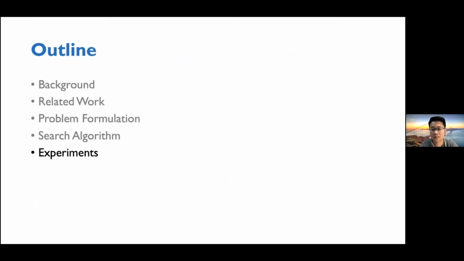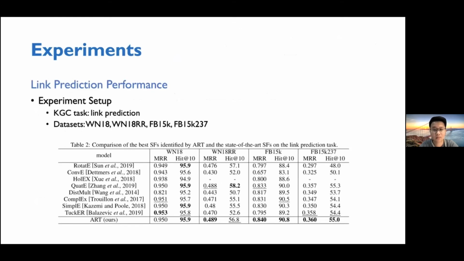Finally, let us take a look at our experiment results. We follow the previous work and choose link prediction to compare our effectiveness. We conduct our experiment on the full benchmark datasets. We can see that the proposed method ART continuously achieves better performance on all the datasets.